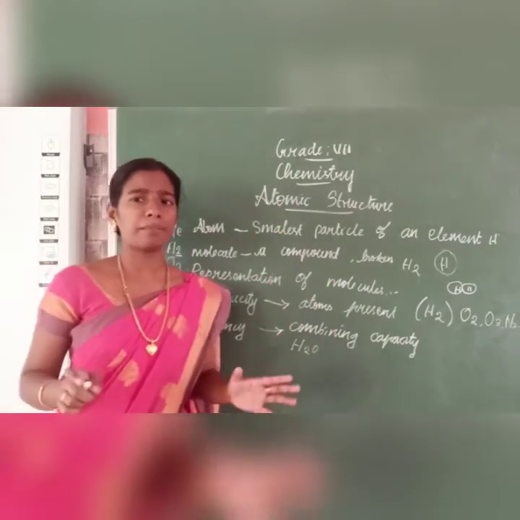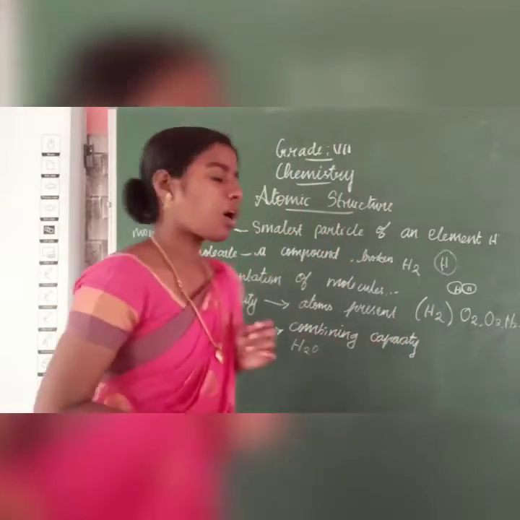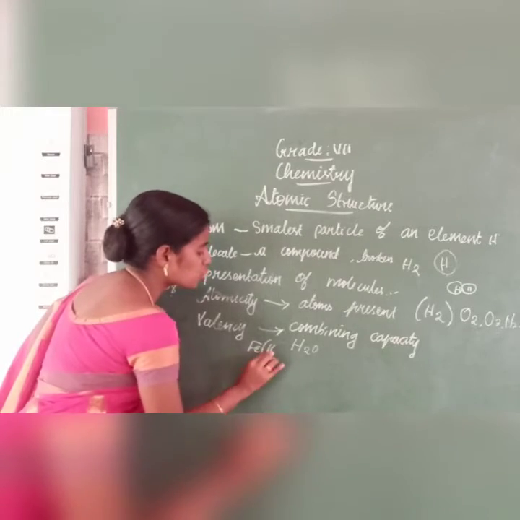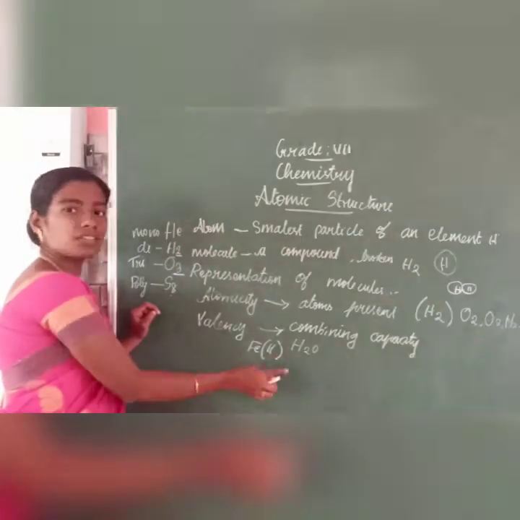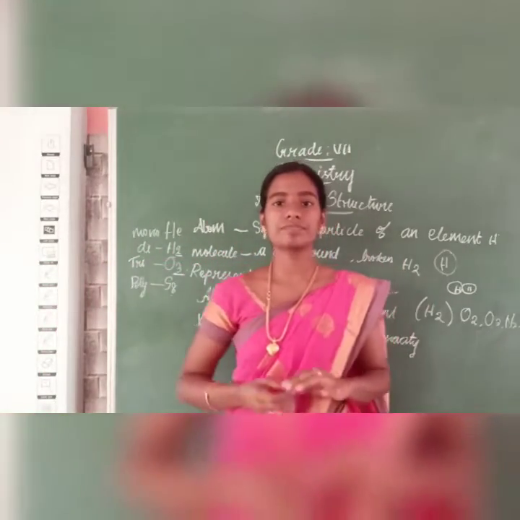Valency is a whole number. It will be varying from 1 to 8. Valency, how do we denote? Ferrous. Valency is 2. We have to denote like this inside the bracket. Can you remember till this?